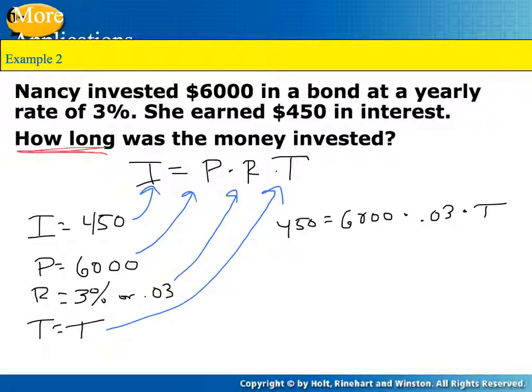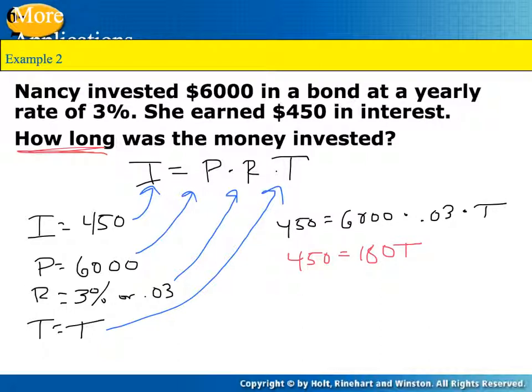6,000 times 0.03. When you do that, you will get 180. So 450 is equal to 180T.